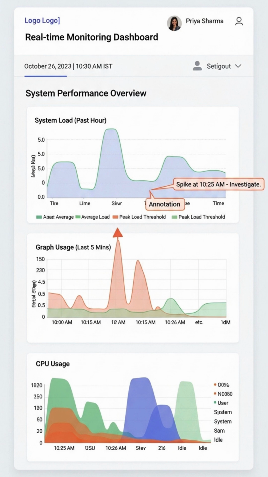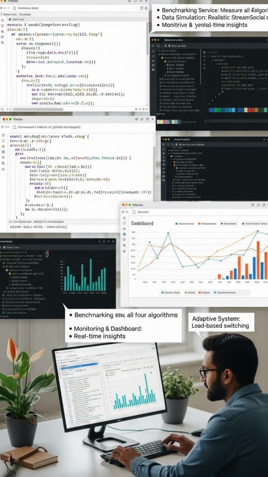Your mission, should you choose to accept it, is to build your own compression laboratory. We'll implement a benchmarking service to rigorously test all 4 algorithms, gzip, Snappy, LZ4, and ZSTD across various data sizes and types. This requires robust data simulation, generating realistic StreamSocial user profiles, posts, and media metadata to truly mimic production workloads. Crucially, you'll integrate monitoring and a dashboard to provide real-time insights into compression ratios, speed, and CPU usage. This will be your window into the performance trade-offs.